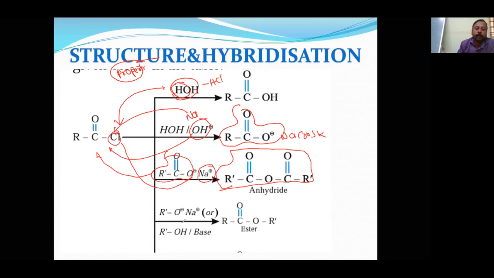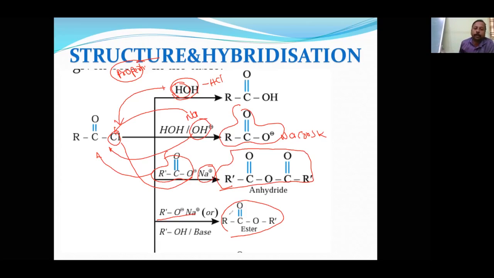Now if the same reaction is carried out with ethers, what will you get? Ester as a product. So again I am revising carefully. Listen now. RCOCl preparation methods are how many? Three: carboxylic acid plus SOCl2, carboxylic acid plus PCl5, carboxylic acid plus PCl3. And the next topic is RCOCl properties.